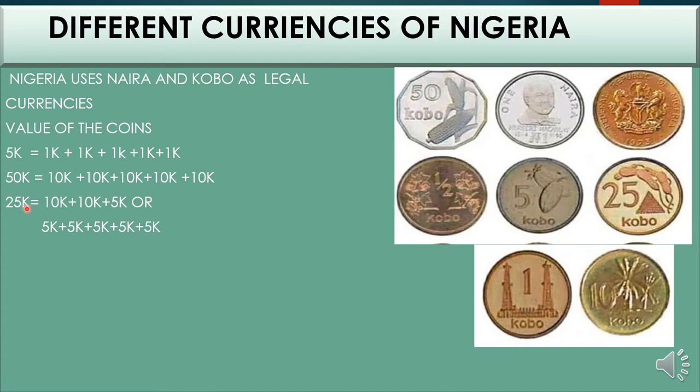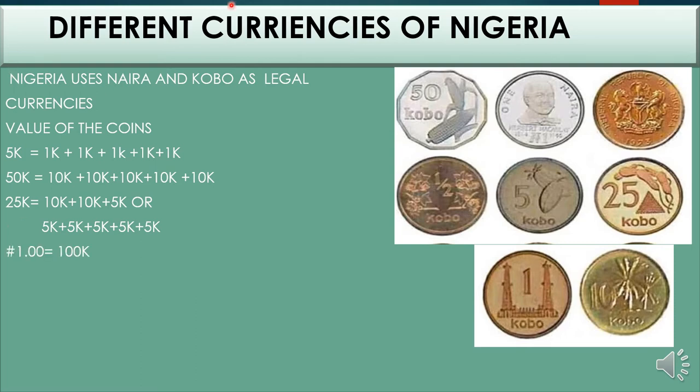Boys and girls, are we following? Please pay close attention. In that same way that you want to go and buy a biscuit of 10 naira and you bring 5 naira, you bring the first one and you bring the second one, making it 10 naira. That is the same way that you would bring 5 of 5 kobo here to be able to get 25 kobo. Alright, are you with me? Okay, good.